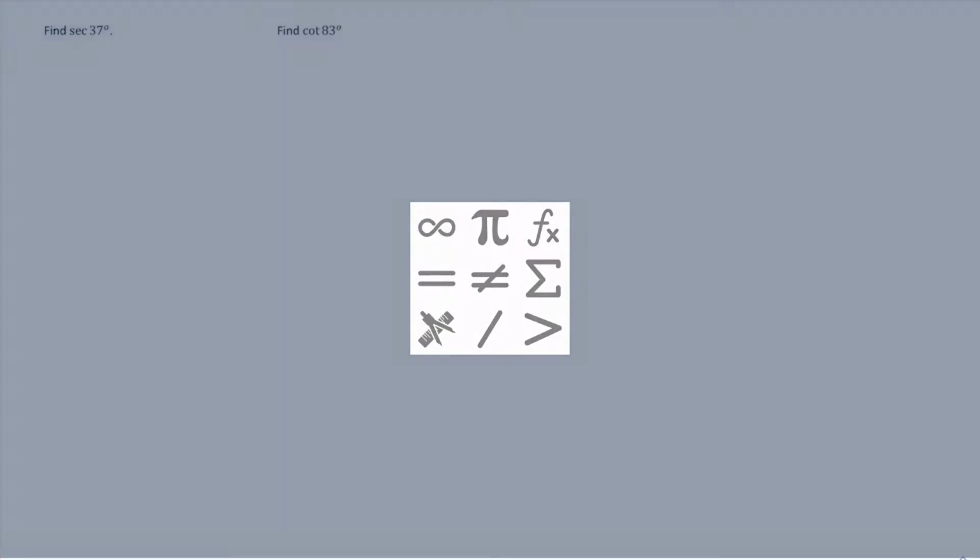In this question, we are given two reciprocal trig ratios, and we're asked to find their values at a given degree. So let's start off with the first one, secant of 37, sec 37 degrees.